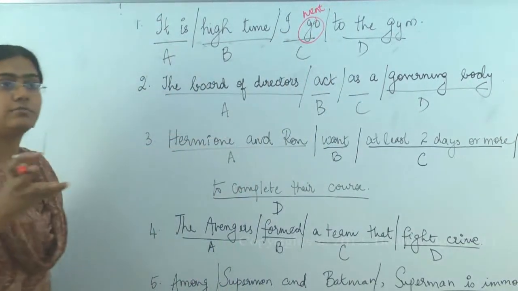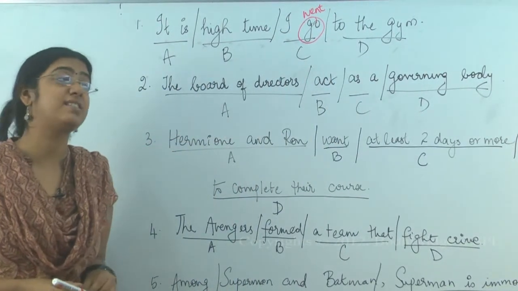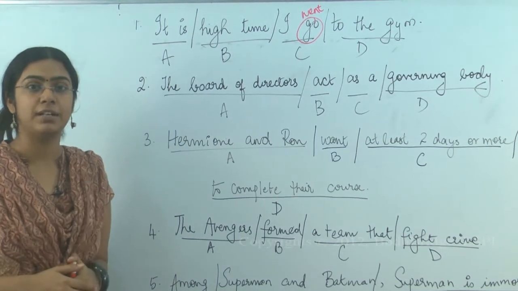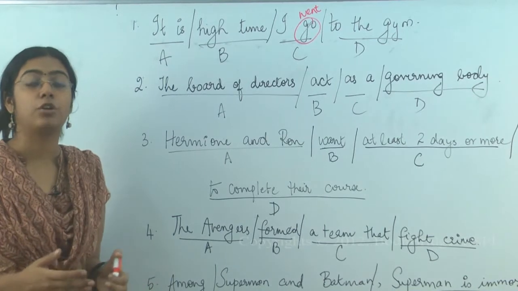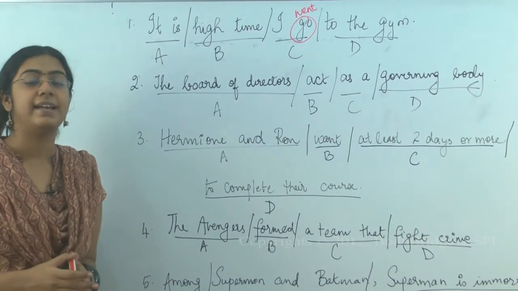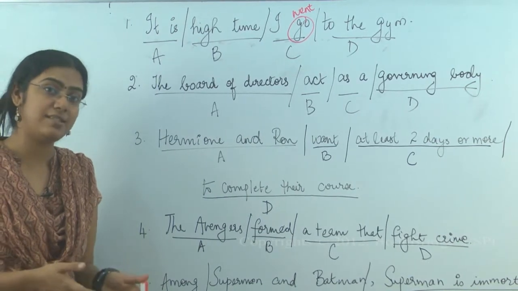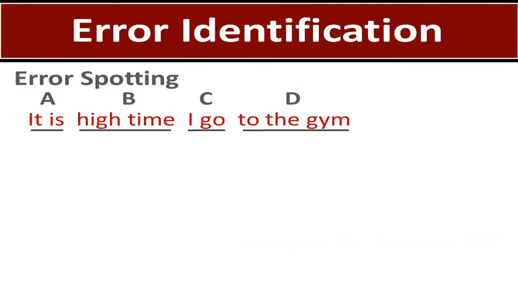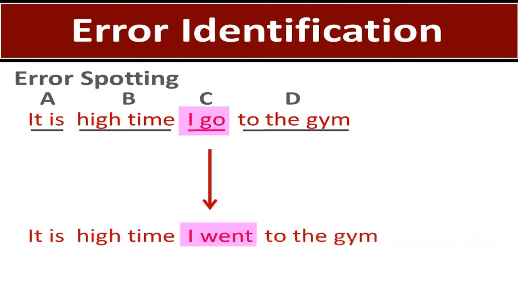Okay, so for example, it's high time I studied for my examination. It is high time that Ram quit smoking. Here, quit is the same in present tense and past tense. Okay, so it is high time I went to the gym and not I go to the gym. Hence, C is the erroneous part here.